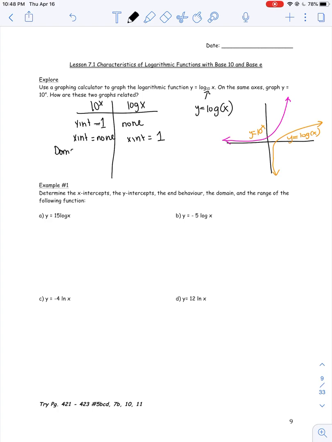The domain should be x such that x is a real number. And then the domain for this one should be x is greater than 0, x is a real number. Our range would be y is greater than 0, y is a real number, when it comes to our 10 to the power of x, versus our range is going to go forever downwards and upwards, so we're going to just say y is a real number in general. That means it goes on forever in both directions.